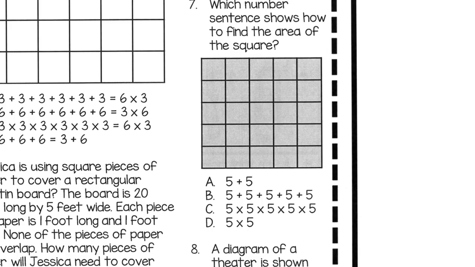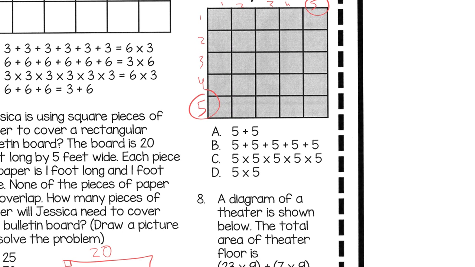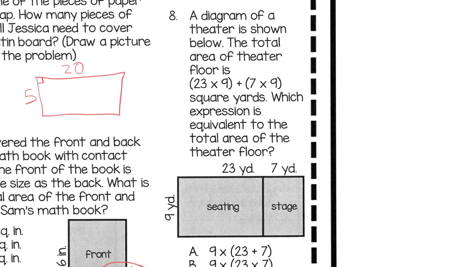But we also know that area really is length times width. So how long is it? 1, 2, 3, 4, 5 long. How wide is it? 1, 2, 3, 4, 5 wide. So we would multiply those two numbers to get the area. I'll let you find that answer, and then you can meet me at number 8.